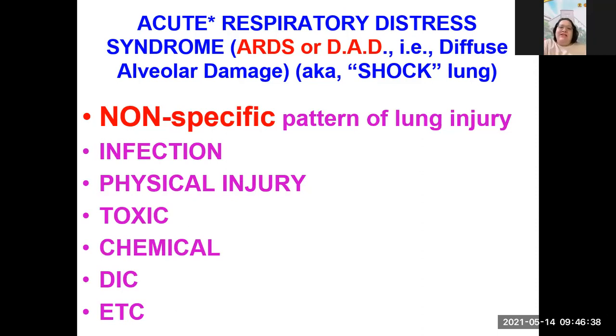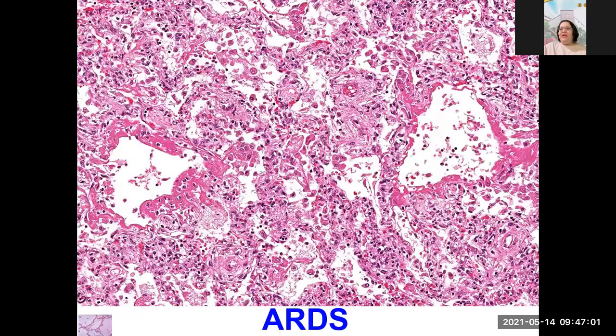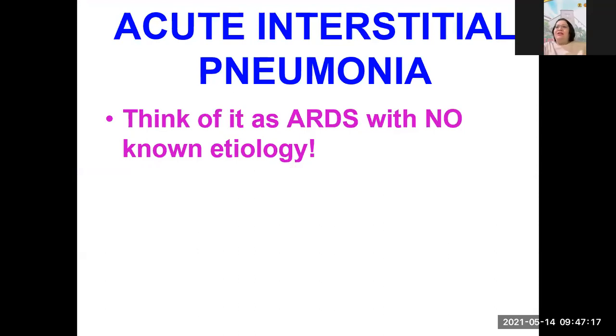So ARDS is a non-specific pattern of lung injury, and it may be caused by different things. It may be caused by infection, physical injury, toxic substances, or even inhalation of toxic or chemical substances, DIC or disseminated intravascular coagulation, and etc. So this is a slide showing you ARDS. This is just how it will look under the microscope. It's a sample of ARDS. Acute interstitial pneumonia, think of it as ARDS but with no known etiology. But there is affectation of the interstitial spaces of the lungs.